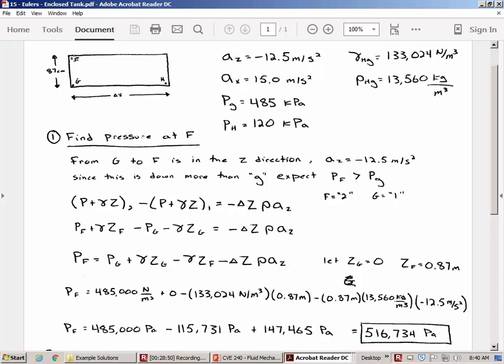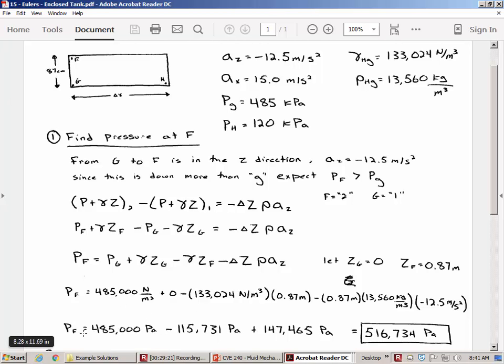Now here the Z_F is going to be the same as delta Z, because that's how far above location G location F is. So here I'm seeing the 0.87 again. And then I have to make sure that I'm using the density of the fluid and not the gamma again, because in the equation sometimes I'll be writing the gamma of the fluid and sometimes I'll be writing the density of the fluid. And finally the acceleration is negative 12.5 because it's accelerating down.